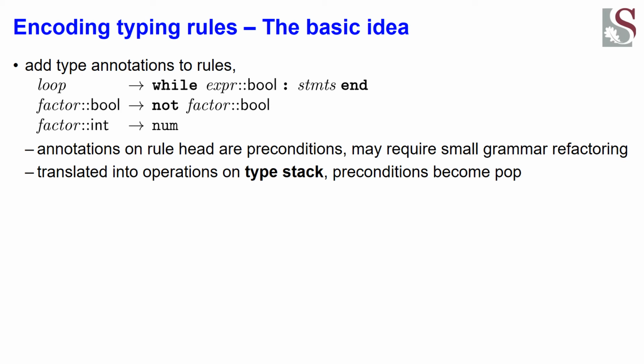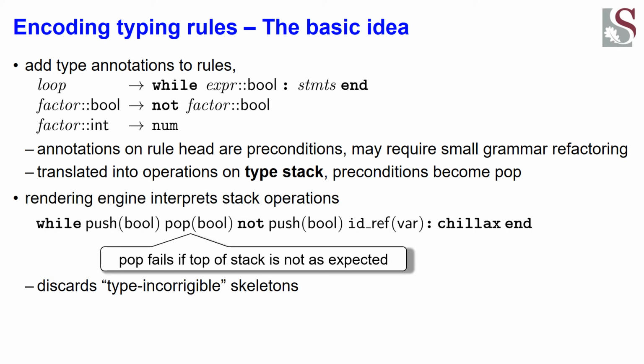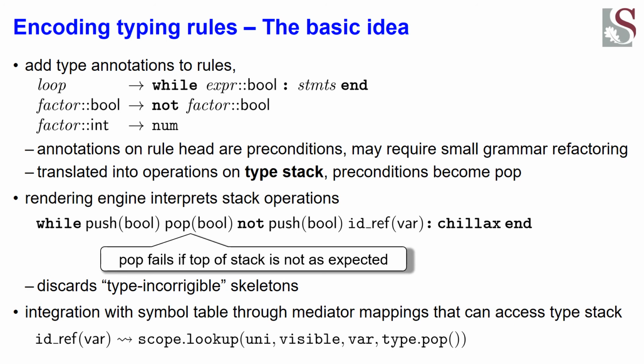The annotations are translated into operations on a type stack where preconditions become pushes and everything else becomes pops. The rendering engine then interprets the stack operations. When it sees a push, it simply pushes the value onto the stack. When it sees a pop, it checks that the top of stack has the expected value. If so, it pops, otherwise it discards the skeleton because it cannot be type correct.